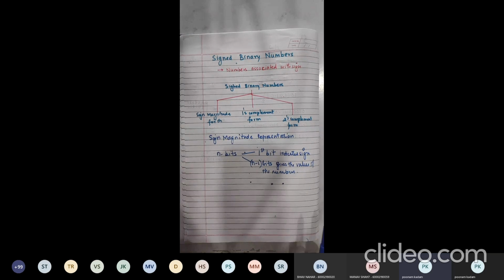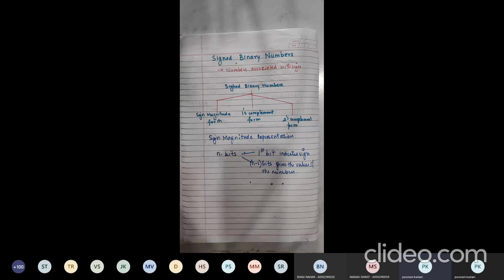So I was saying, in the sign magnitude representation form, the MSB bit indicates the sign of the number and the remaining bits give the magnitude of the number. If you have an n bit binary number in sign magnitude form, the MSB bit indicates the sign of that number, and the remaining n minus 1 bits give the value of that number.